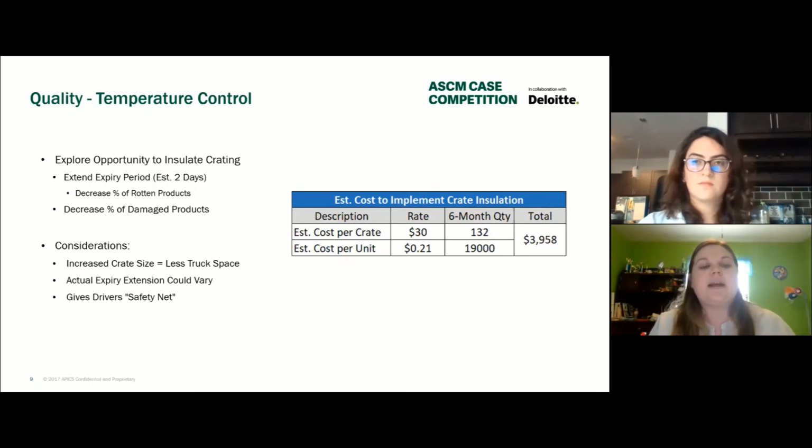And the actual expiry extension could vary dependent upon ambient temperatures within the truck. And then lastly, we don't want the drivers to see that as a safety net, giving them the ability to take longer to make deliveries just because they have a little bit more time before products do go bad. And then an estimated total cost for a 6-month period to implement something like this is around $4,000.